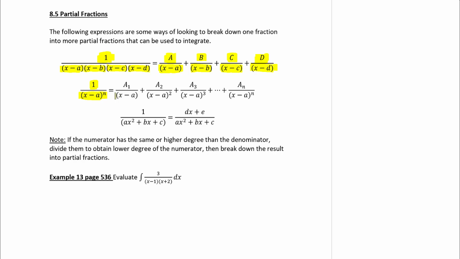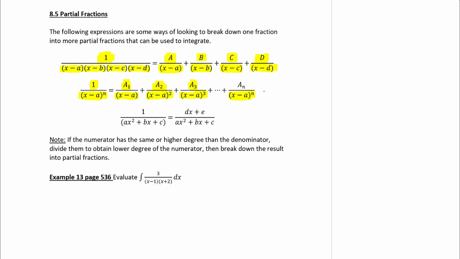Well, we write x minus a to the first power, and then we have a constant at the top, plus, and then next the denominator x minus a to the second, and then just a constant on top. And so on, we increase the exponents, but we still have constants on top because the denominators are linear, and we go all the way up to whatever exponent we have at the denominator.